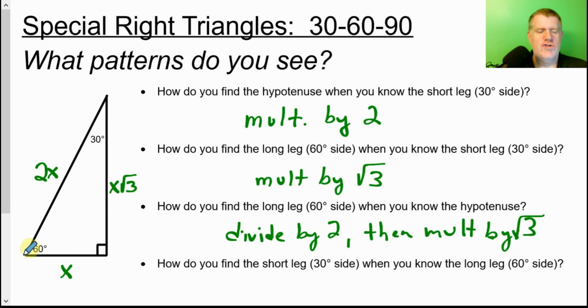All right, how do you find the short leg when you know the long leg? Well, how do you go backwards? If you have to multiply to get from x to x root 3, to go backwards, you divide by root 3. Okay, well, there's your little pattern for the 30-60-90. So see if you remember these.